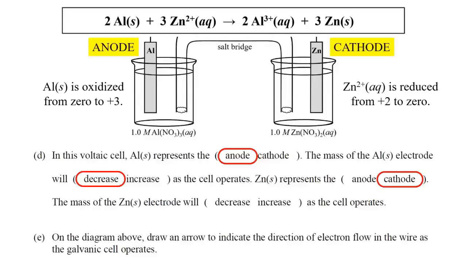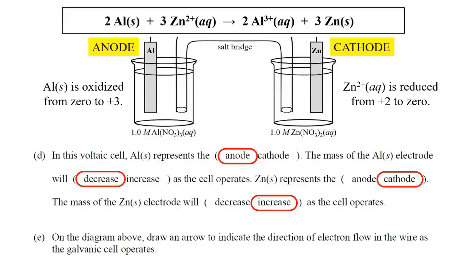So the mass of the zinc electrode will increase as the cell operates. So once we know what reactions are taking place at each electrode, then we can answer part D. Now, part E says on the diagram above, draw an arrow to indicate the direction of electron flow in the wire as the galvanic cell operates.